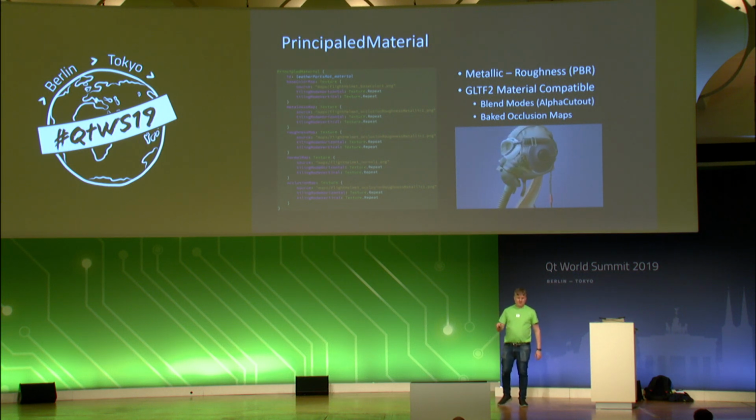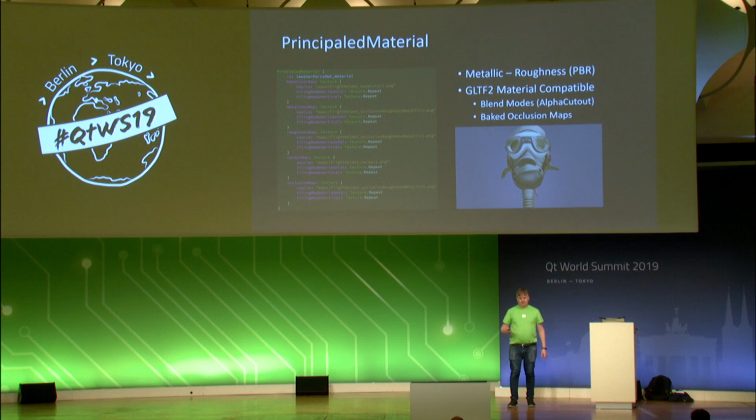And what's also good about this principled material, and this is what's, if you use the new Blender 2.8, this is the default material that's there. It's also completely compatible with glTF2. So there, the default material that they expect is this metallic roughness workflow, and our principled material supports all of those same channels.